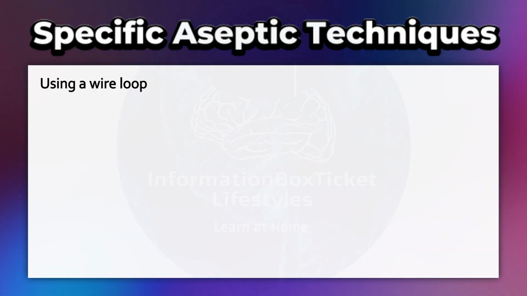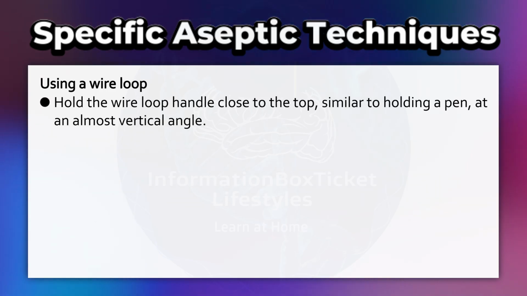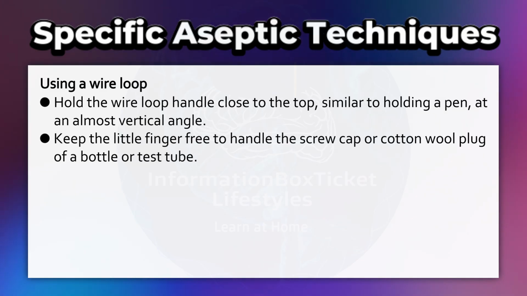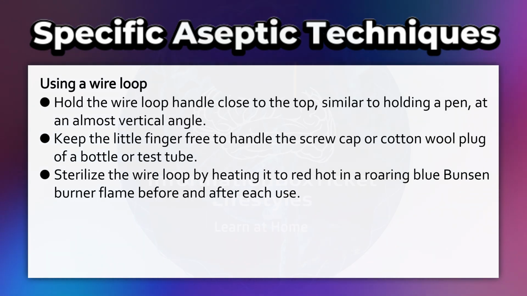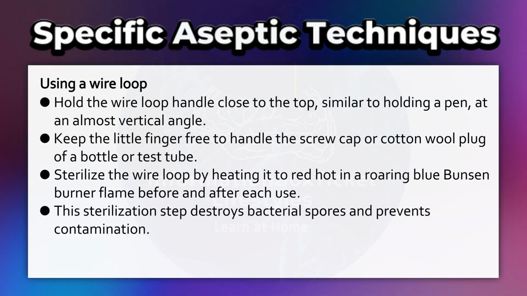Using a wire loop. Hold the wire loop handle close to the top, similar to holding a pen, at an almost vertical angle. Keep the little finger free to handle the screw cap or cotton wool plug of a bottle or test tube. Sterilize the wire loop by heating it to red hot in a roaring blue Bunsen burner flame before and after each use. This sterilization step destroys bacterial spores and prevents contamination.